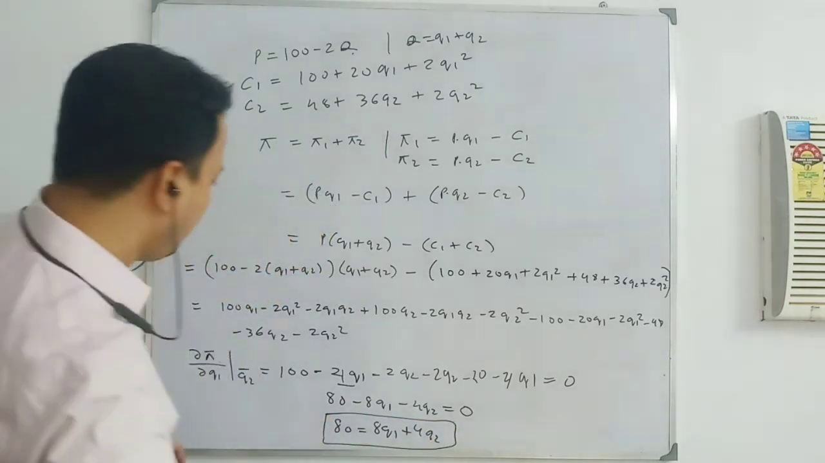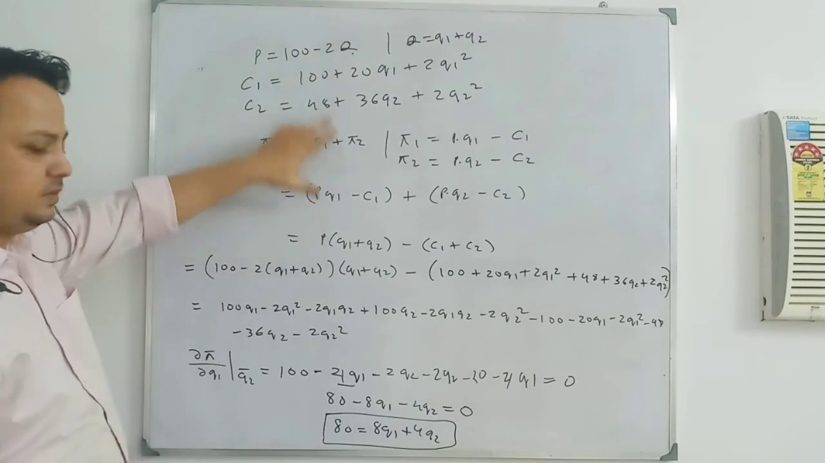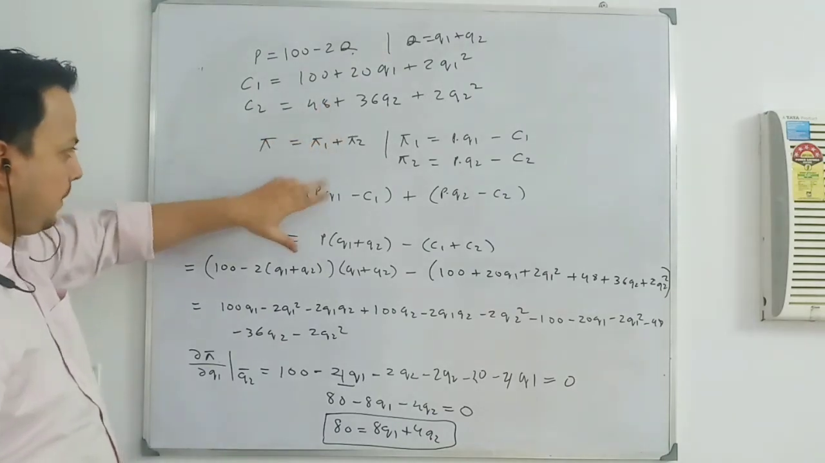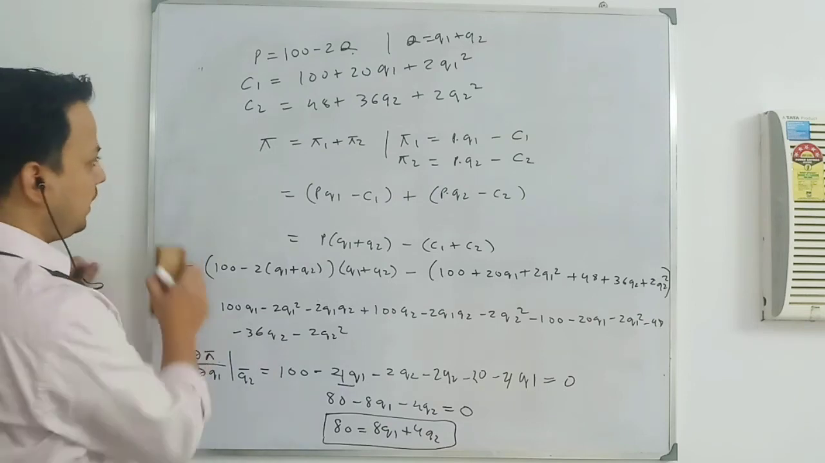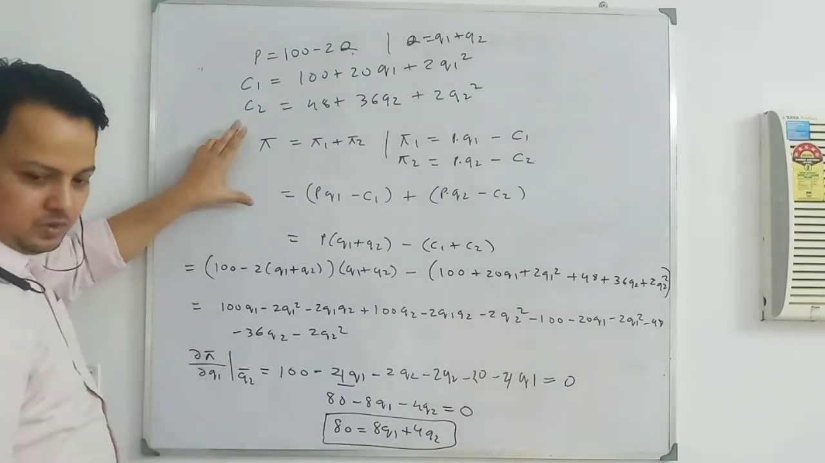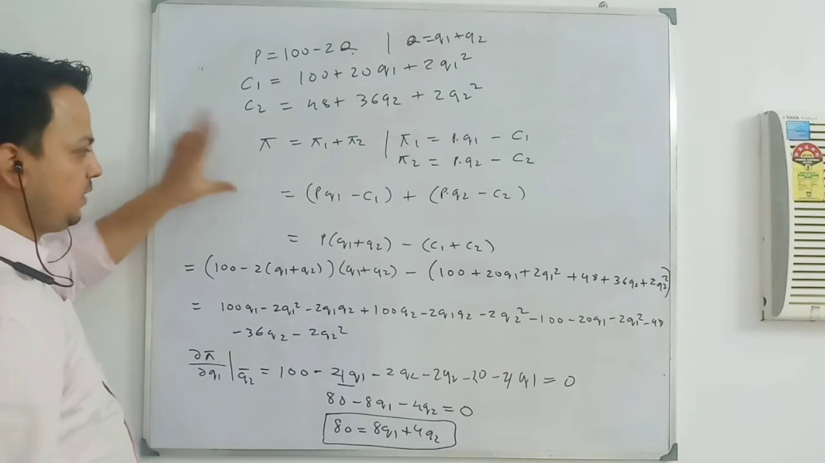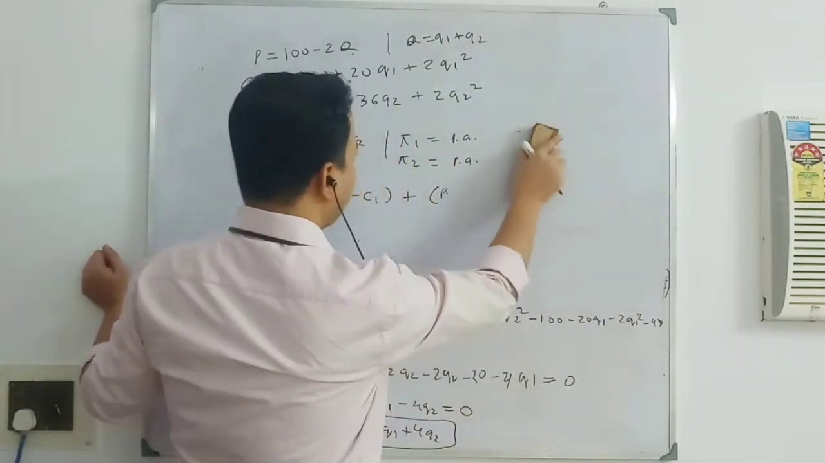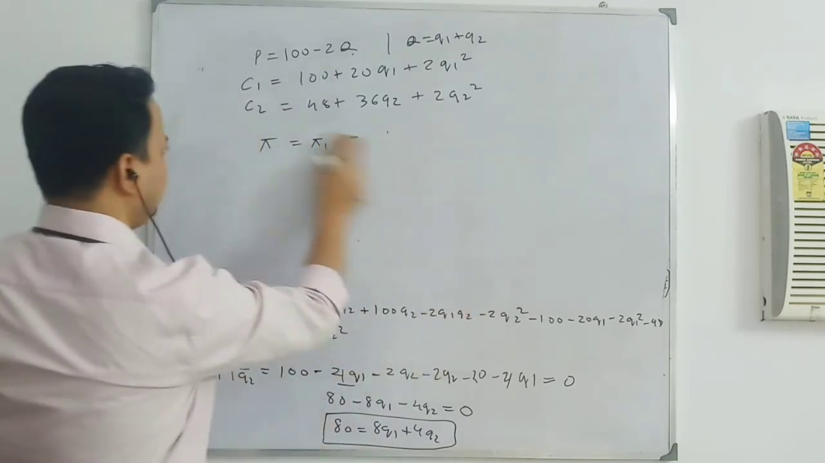Now we have to do it for firm 2. Can I wipe this part? Okay. So you have to remember this formula for joint profit maximization. They ask this kind of derivation in some competitive examinations also.